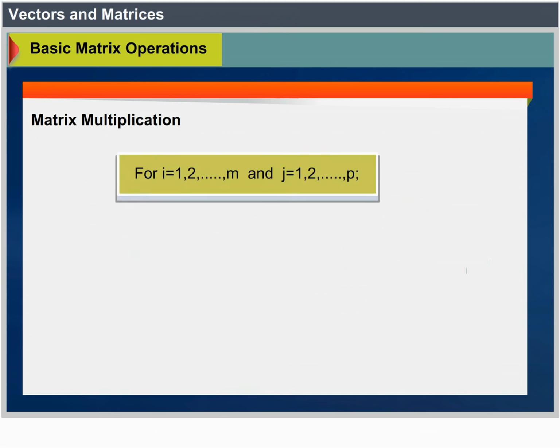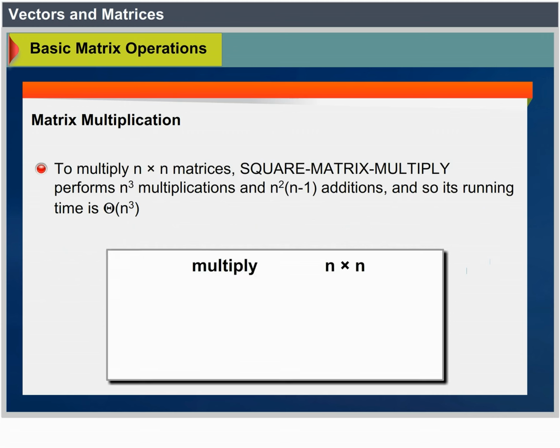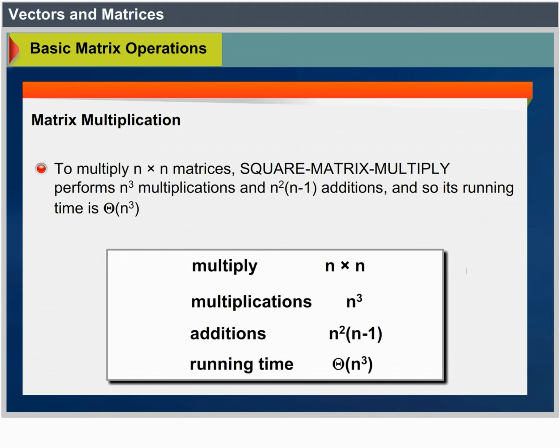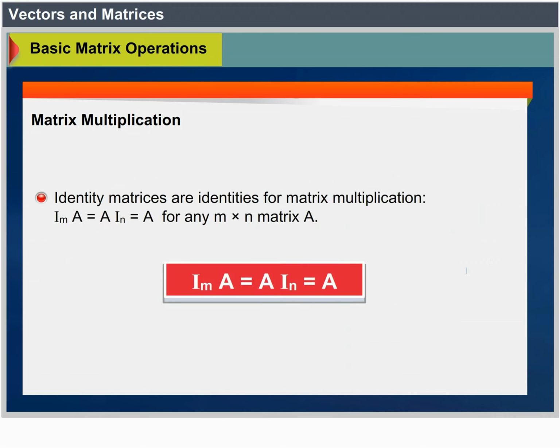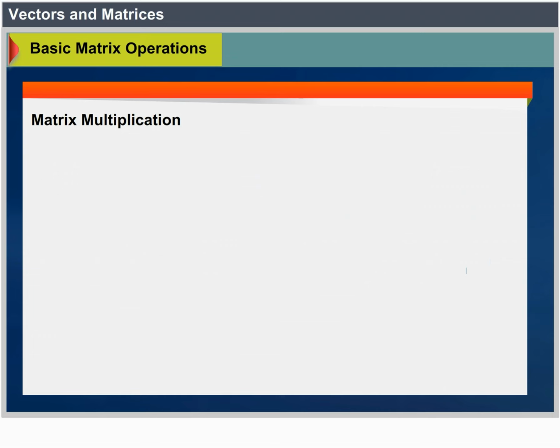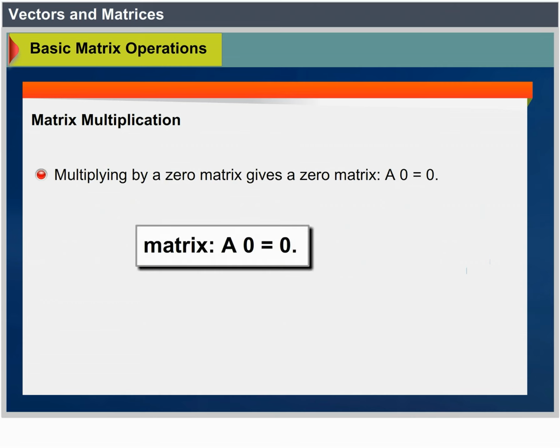To multiply n by n matrices, square matrix multiply performs n cubed multiplications and n squared times n minus 1 additions, and so its running time is theta of n cubed. Matrices have many of the algebraic properties typical of numbers. Identity matrices are identities for matrix multiplication: Im A equal to A In equal to A for any m by n matrix A. Multiplying by a zero matrix gives a zero matrix: A times 0 equal to 0.